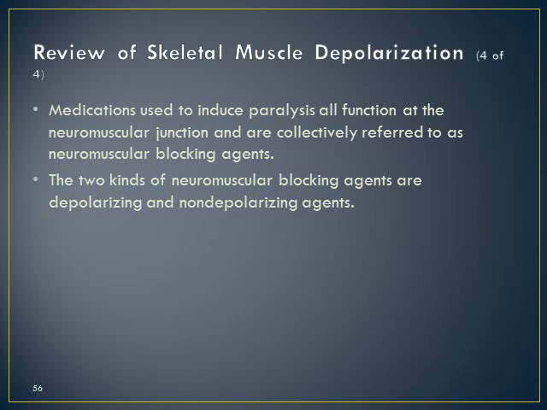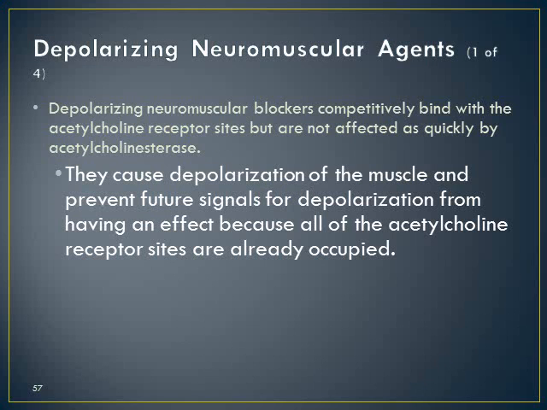All right. So medications used to induce paralysis all function at the neuromuscular junction and are referred to as neuromuscular blocking agents. There's two kinds: there's depolarizing and there's non-depolarizing agents. So the first thing we'll talk about is depolarizing neuromuscular agents.